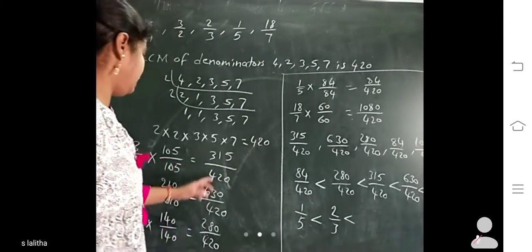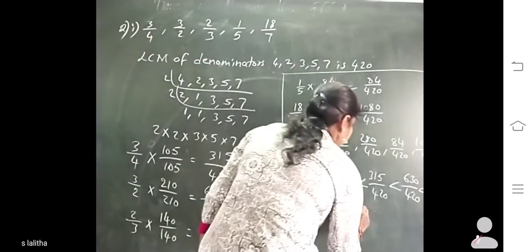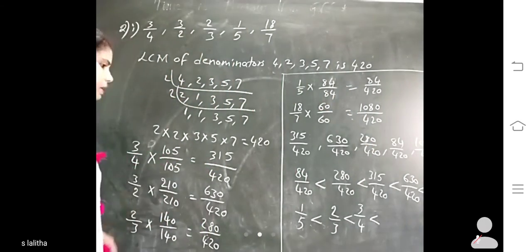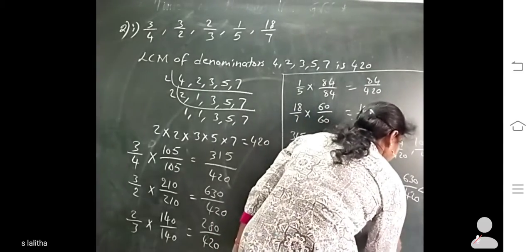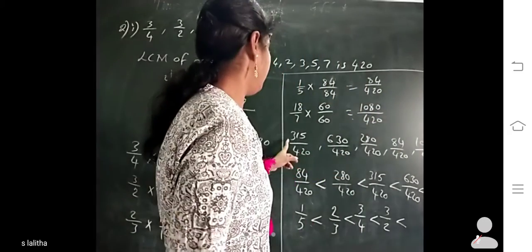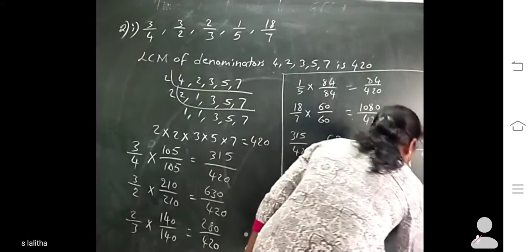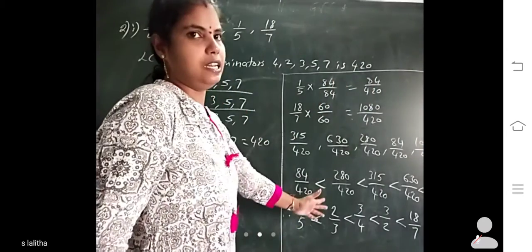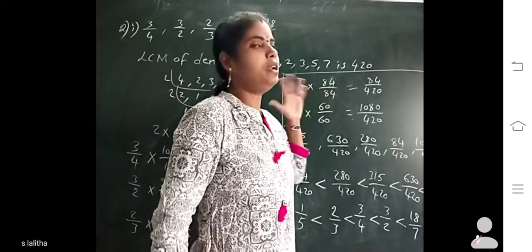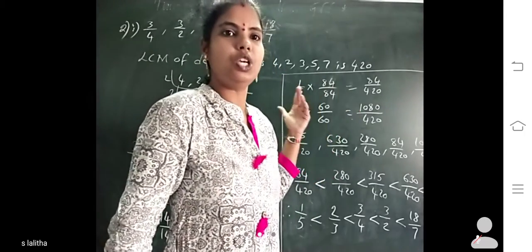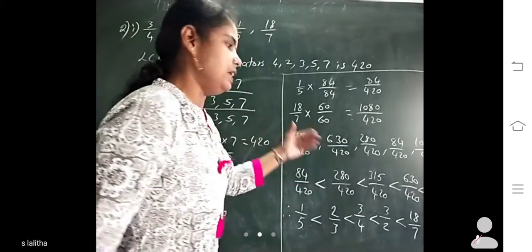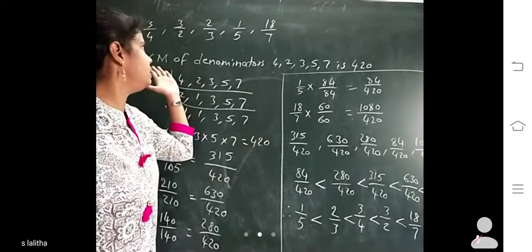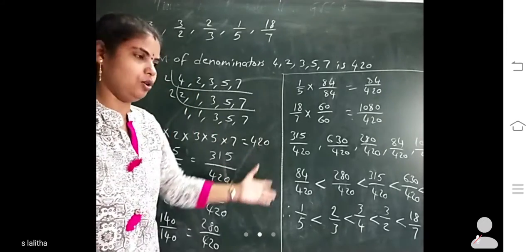315 by 420, which one is it? 3 by 4. 630 by 420, that is 3 by 2. 1080 by 420, 18 by 7. So these are in ascending order. If you have the same denominators, then you check the numerators and write in ascending order. But here they are all different. These are unlike fractions. That's why we are taking the LCM of the denominators and doing it like this. Okay?